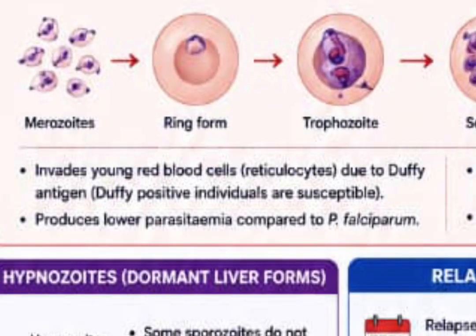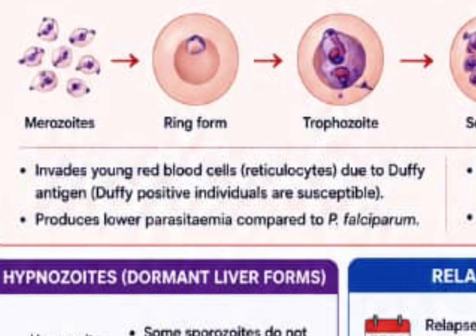One thing you have to know is that it invades young red blood cells. Due to what? It has a Duffy antigen. Except for falciparum, which attacks red blood cells of all ages, this one attacks young red blood cells. Why? Because vivax has what we call a Duffy antigen, and the Duffy antigen is positive in individuals that are susceptible to it. You get it now?